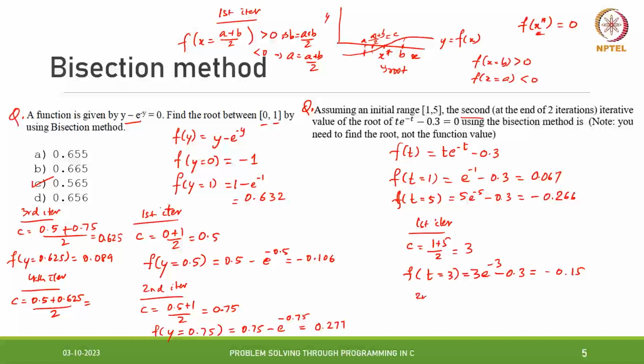Okay. Now when we do the second iteration, what will be the value? We'll take 1, that is the positive part, and 3 as the negative part because it's closer to the root than 5. Okay, so the question asks what is the second iterative value of the root? So the second iterative value of the root is 2. So the answer here is 2. Is it clear?